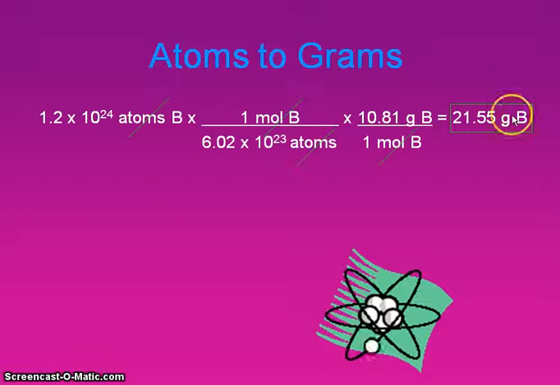You could do the same thing if you were given grams and we're supposed to go all the way to atoms. It would just go in the reverse order. So you would use your molar mass first to convert to moles, and then use Avogadro's to convert to atoms.